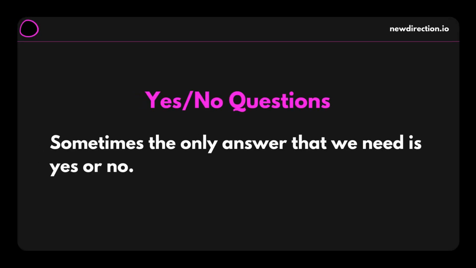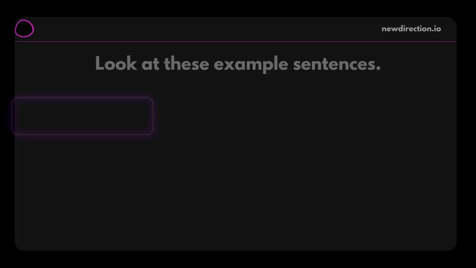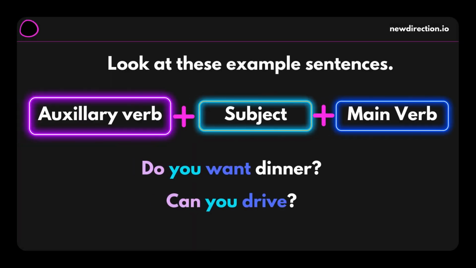For yes and no questions, which are answerable by yes or no, we still have an auxiliary verb. Let's find out. The auxiliary verb plus subject plus main verb are the structure to form these questions. We have, "Do you want dinner?" and "Can you drive?" These are all answerable by yes or no. We have the auxiliary verbs do and can, the subject you, and the main verbs want and drive. Both of these sentences end with a question mark.